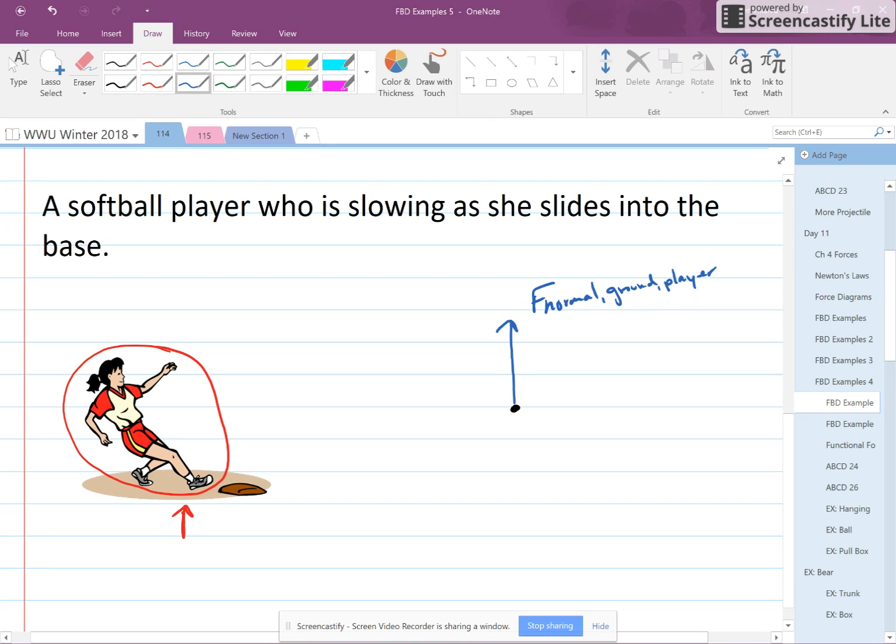Okay, since our softball player is slowing, then there's something that's impeding the motion. She looks to be traveling to the right, but she's slowing down. So that means that the frictional force that is present needs to oppose the motion. And so your frictional force should be going off to the left, with the frictional force from the ground acting on the player.